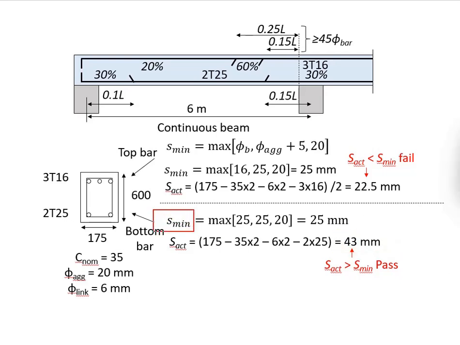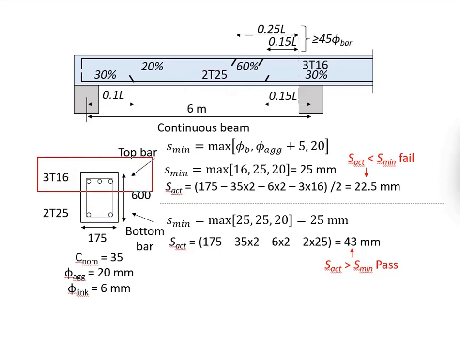Now let us check the minimum spacing required. It is determined by the bar diameter, the aggregate size plus 5 mm, and also a minimum of 20 mm. The bar size now is 25. Aggregate size 20 plus 5 is equal to 25. And then a minimum of 20 mm spacing. We will take the biggest value of the three, that gives you 25 mm minimum required spacing. Compared with the actual spacing, the actual spacing is greater than the minimum spacing. Therefore, this arrangement of the reinforcement bar is acceptable.